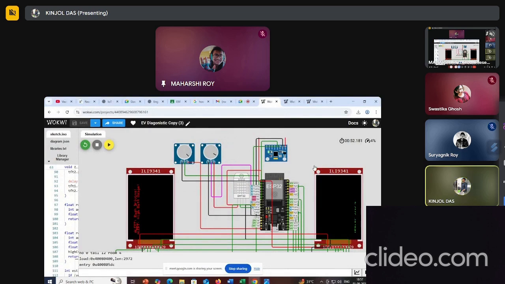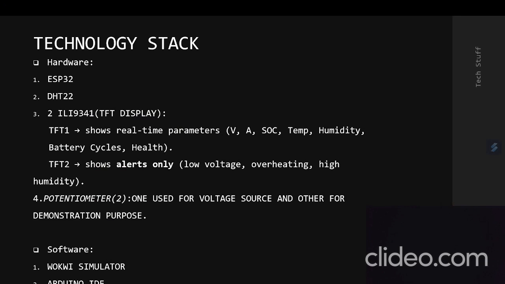So this is our project, and the technology that we have used here on the hardware side is the ESP32 and the DHT22 sensor. Here the DHT22 sensor is the temperature and humidity sensor. Then the TFT displays. The TFT1 display shows the real-time parameters, and the TFT2 display will show the low voltage, overheating, high humidity, rash driving, etc. alert sensing. So potentiometer 2 is used as a voltage and current source to demonstrate the charging and discharging of the real battery. And for demonstration purposes, we have used the Wokwi simulator and Arduino IDE.